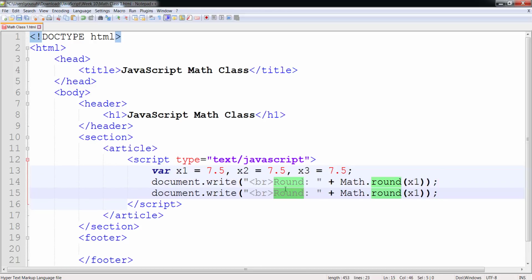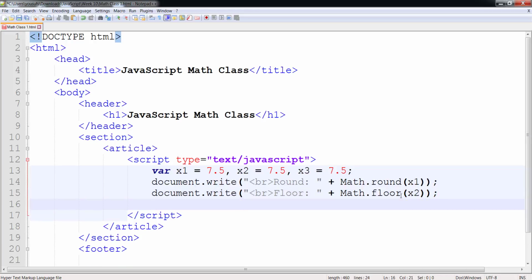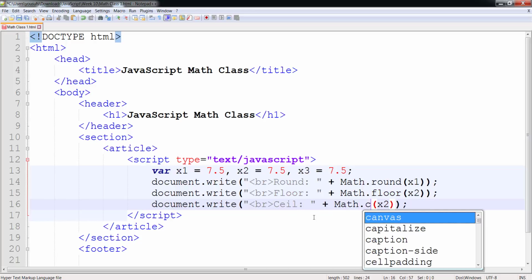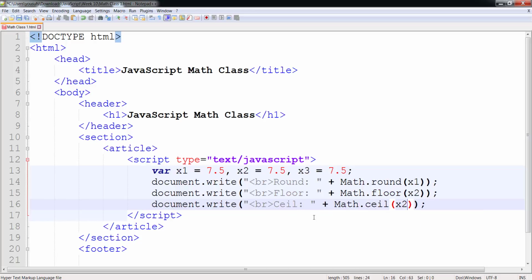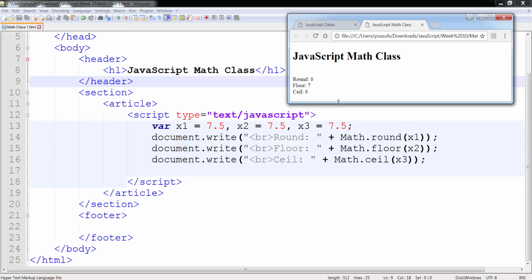However, for floor, if I give it the value, it will always round down. Doesn't matter what the case is. Ceil always rounds up, doesn't matter what the decimal point is. Rounding rounded up, flooring floored it down, ceiling ceiled it up.